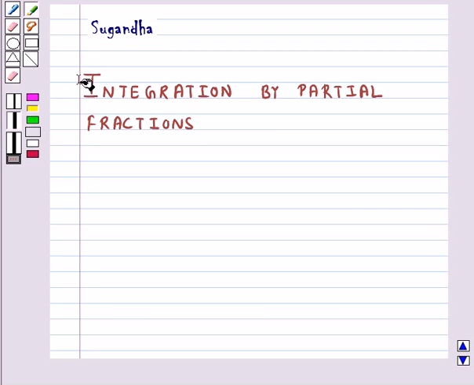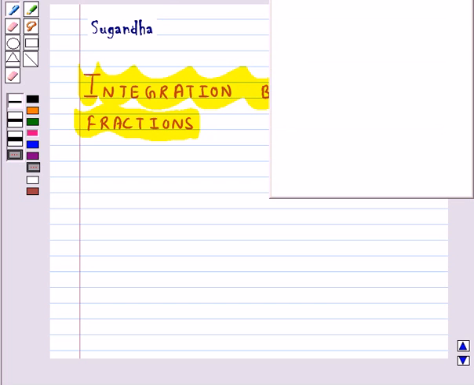In this session, we will learn integration by partial fractions. We know that a rational function is the ratio of two polynomials of the form p(x) upon q(x). This q(x) is not equal to 0 and p(x), q(x) are the polynomials in x.